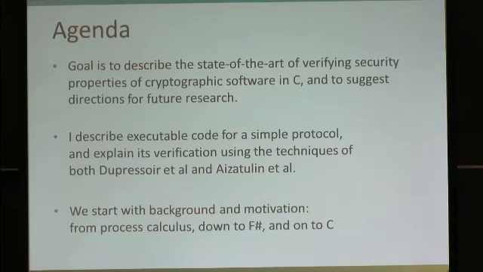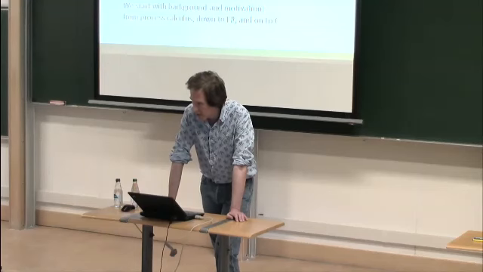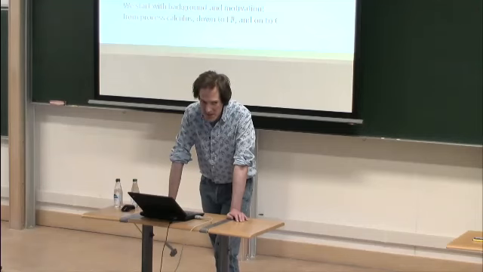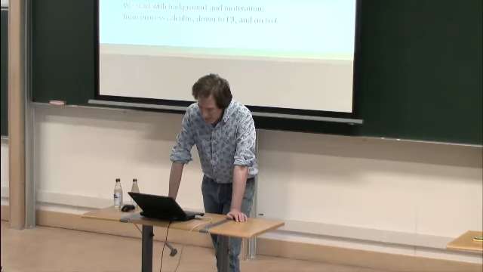about why we're trying to do this, and say a little bit about the trajectory that got us where we are today, which started a long time ago, actually funnily enough in this building, with process calculus, and got us down to the functional language F# and eventually on to C. We're looking at the problem of finding bugs in cryptographic protocols.